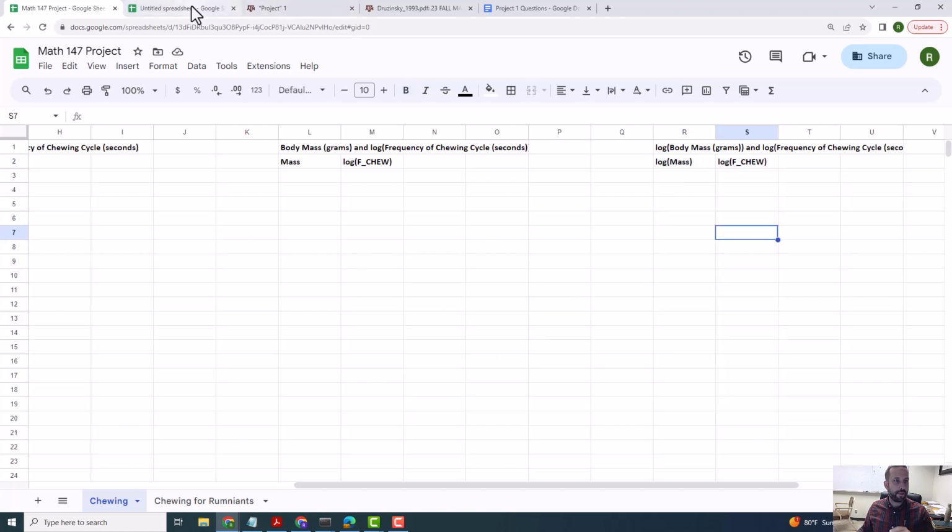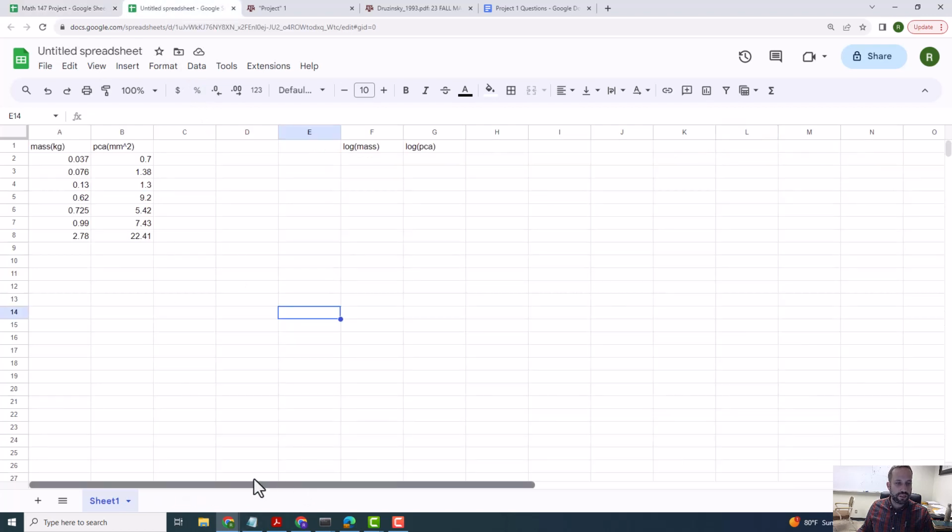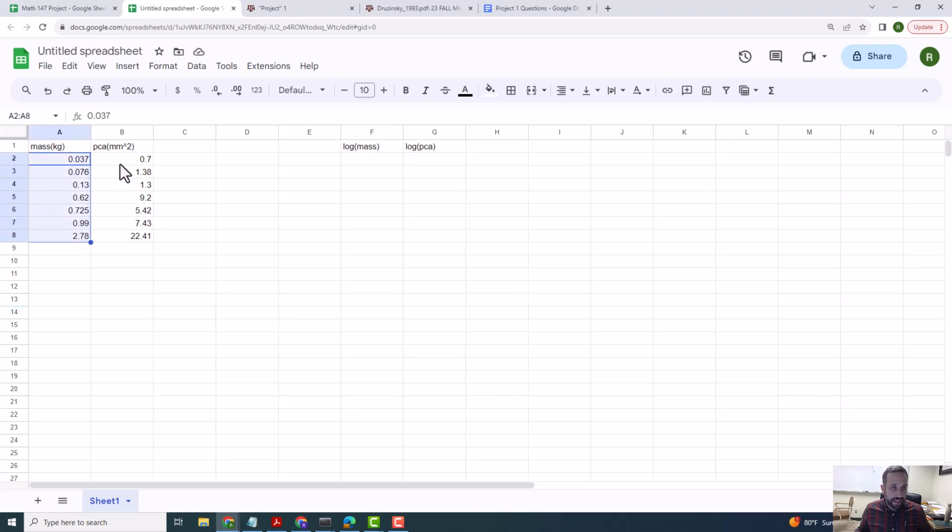So I understand that might be a lot for some of you if you haven't done this stuff before. So I took some data, another data set from the same paper. It's on page 436. This is the body mass of an animal, and this is the total physiological cross-sectional area of the jaw abductor muscle. That's what this is right here, measured in millimeters squared.